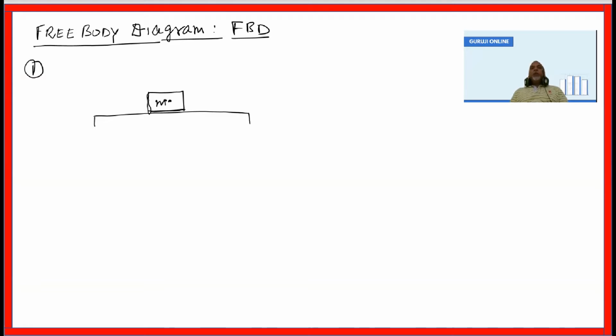Naturally, it will have its weight, which will be acting on the table like this. This force will be mg. This is called gravitational force. And of course, there will be a reaction from this table to the block, and that is R. And in this equilibrium position, what will be the condition? R, your reaction, will be equal to mg.